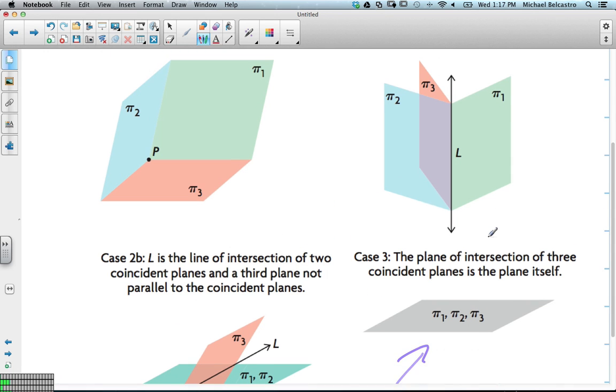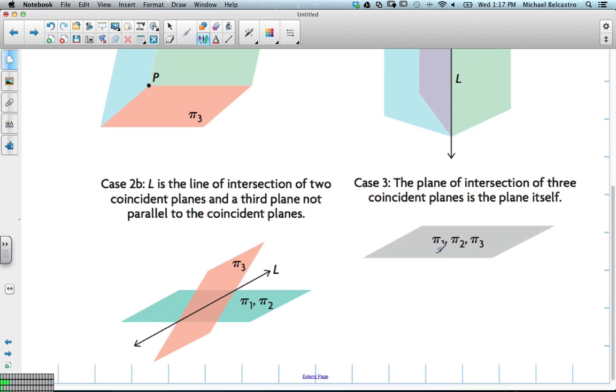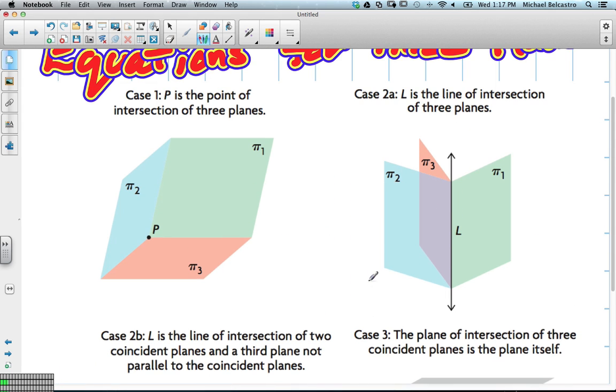Okay. What we can do is we can always check for case 3 and 2b right off the start, depending on what our question is. We'll use inspection to look to see if we have any coincident planes. And then if we don't, then we can get into looking to see if they're a consistent system of having one vector representing their point of intersection or a specific coordinate.